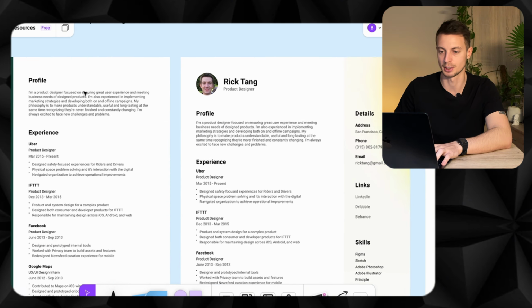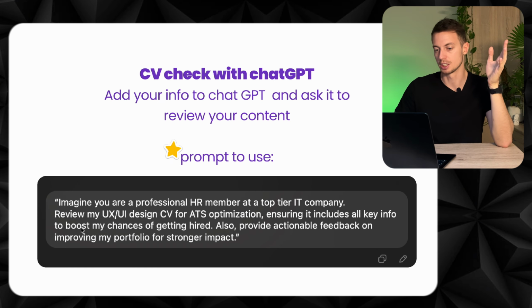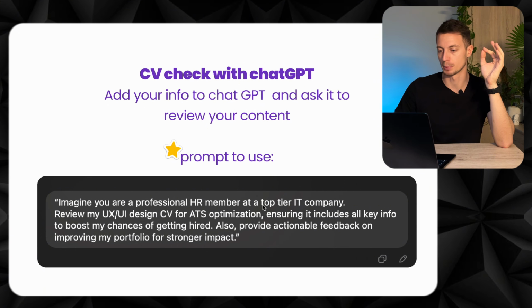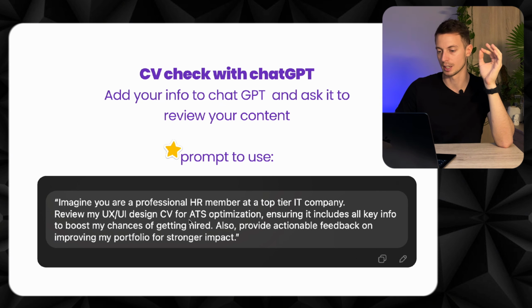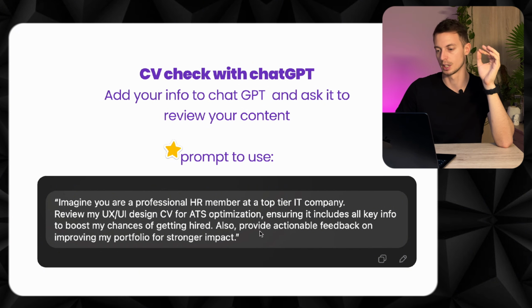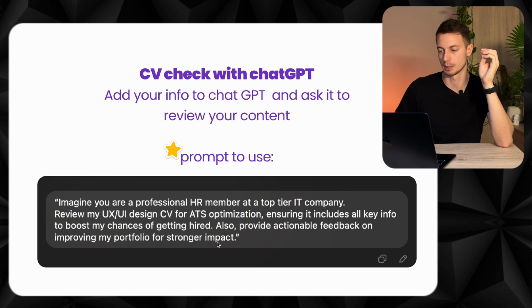And as I said, I'm not recommending using images. And as I said, once you finish with your CV, just go to ChatGPT, upload your CV and use this prompt. Imagine you are a professional HR member at a top tier IT company. Review my UX UI design CV for ATS optimization. Ensure it includes all key info to boost my chances of getting hired. Also provide actionable feedback on improving my portfolio for a stronger impact.